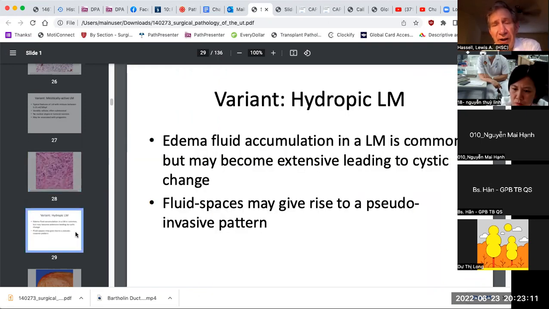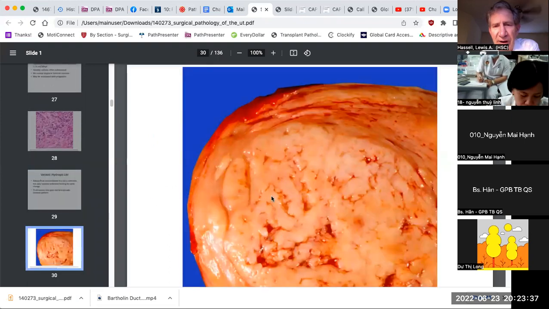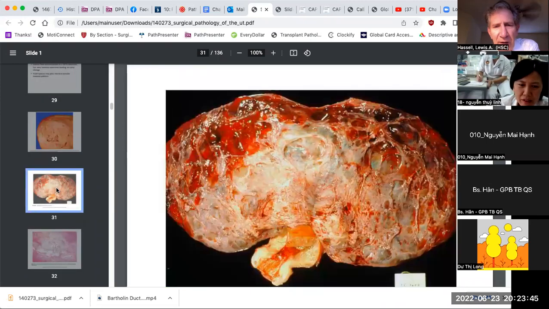Okay, another variation, and this is sometimes a difficult one even to classify as a leiomyoma, is the hydropic type. There's so much fluid in this lesion that it almost looks like a cystic neoplasm, or it may give a pseudo-invasive appearance. It just looks very, very concerning. So here's an example, fairly cellular, but a lot of very soft, spongy type of tissue. Another example, even more cystic degenerative type of appearance.